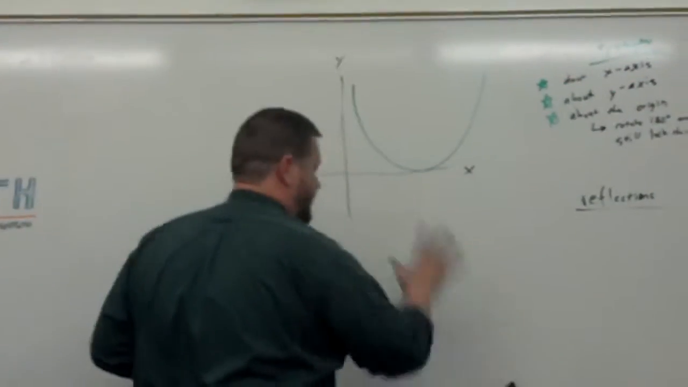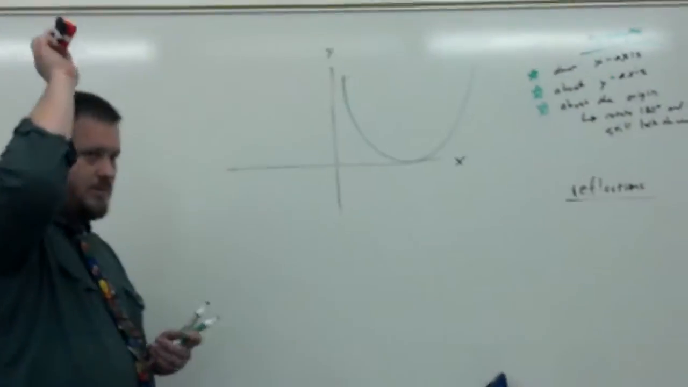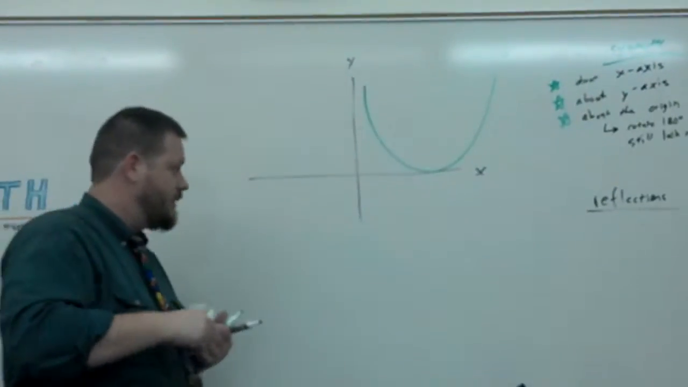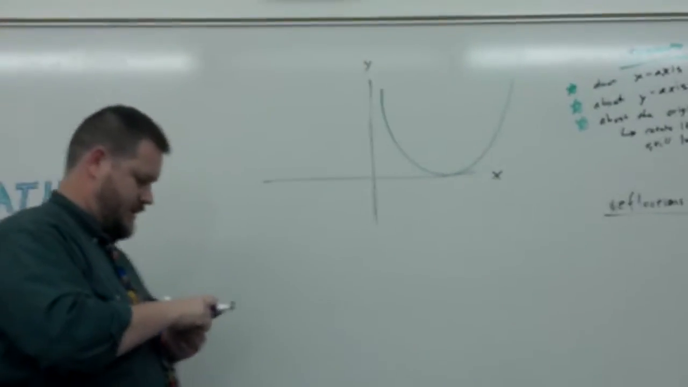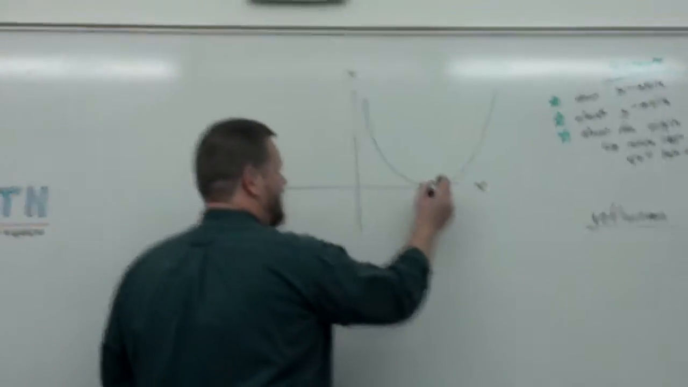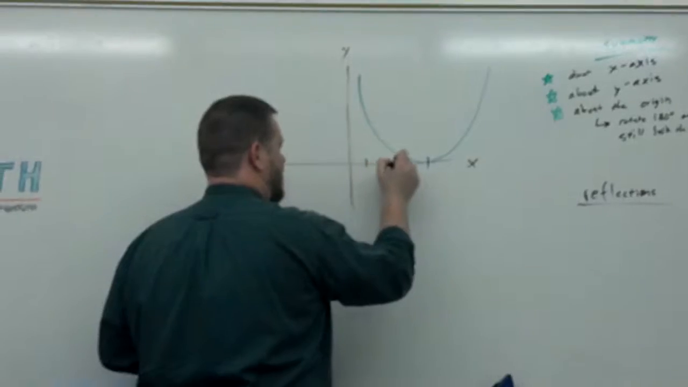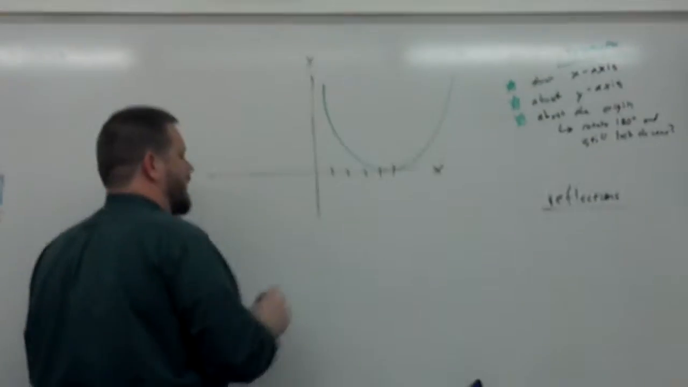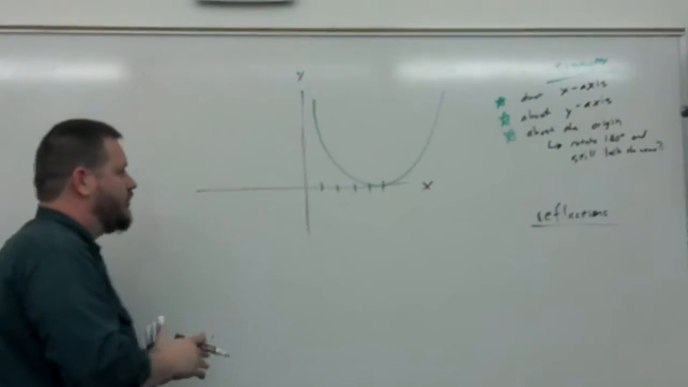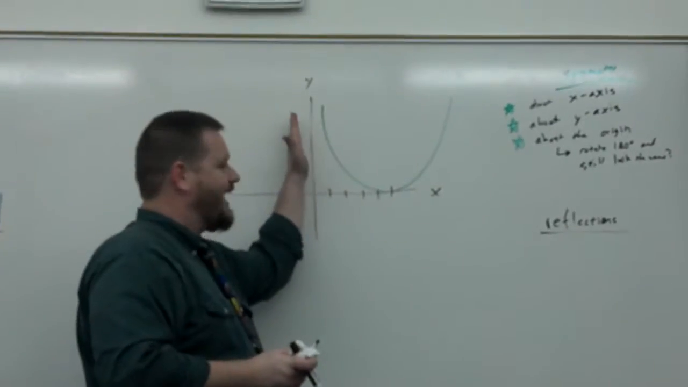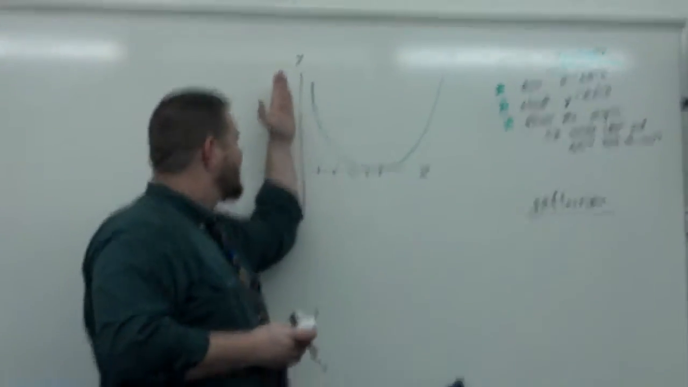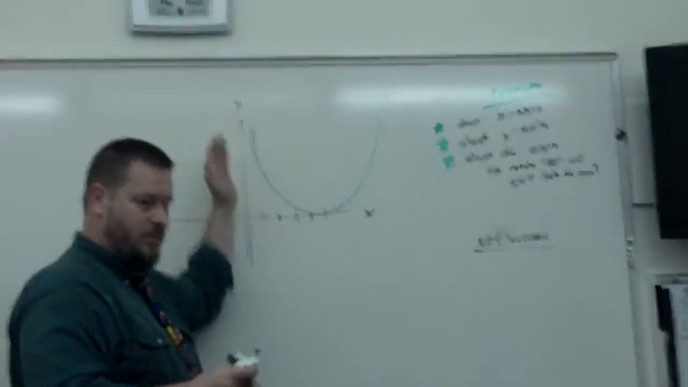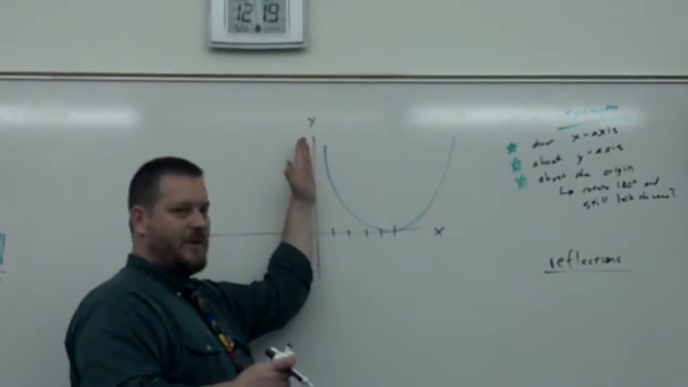Let's just leave that alone for a second. Okay. Now, purple. Let's say that this spot right here is about 5. Now, what happens if I took my y-axis here? What if I put a mirror here? Let's put a mirror on the y-axis.